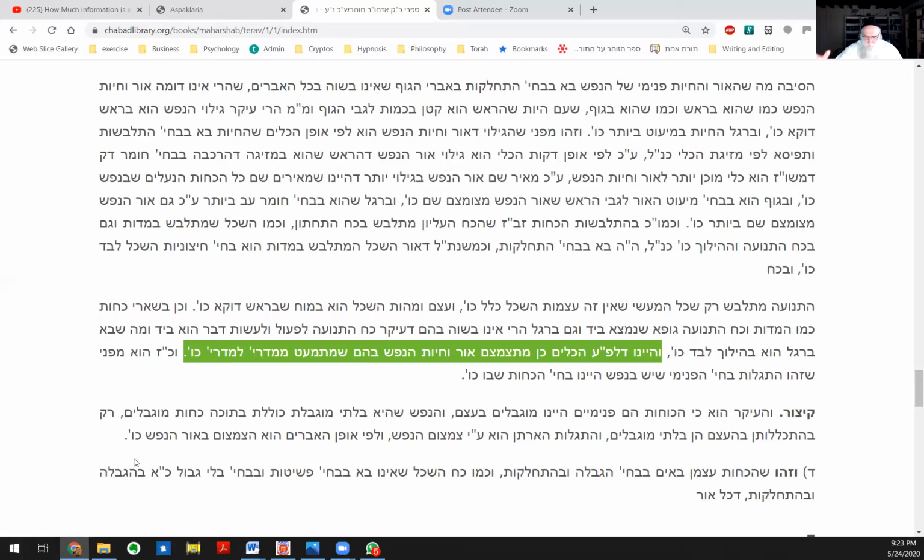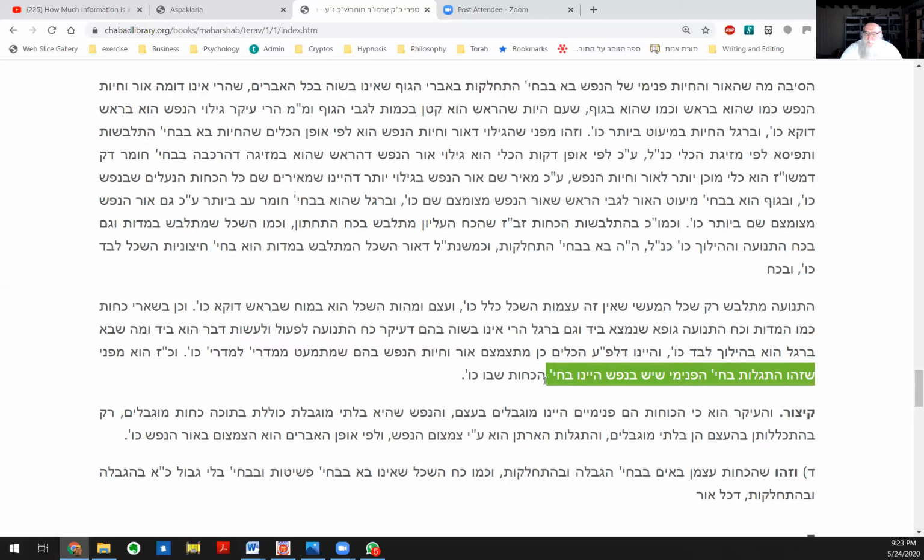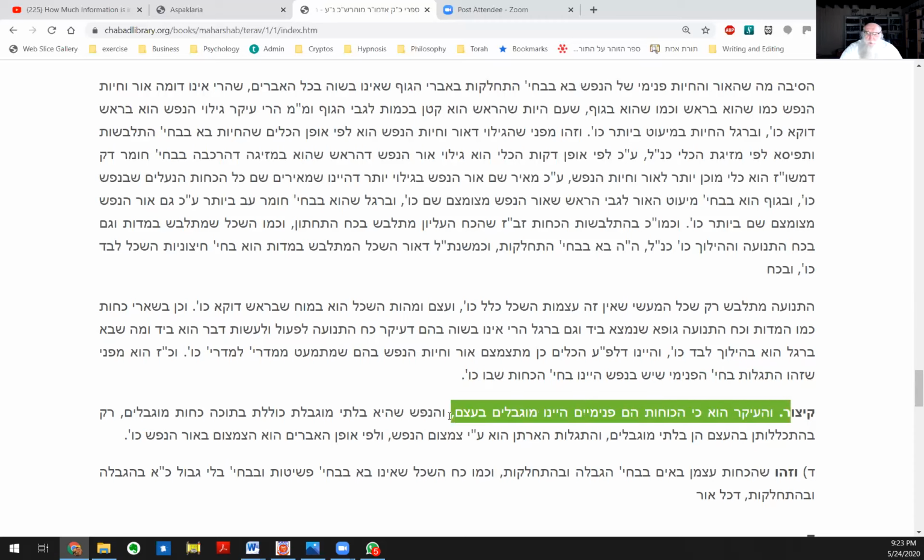Okay, and the further it comes down, the more the or is mismait, and therefore the less it's able to be poil its inyan. Okay. And that's because the or that's malubash in a kli is the or pnimi. Okay, the kitzer is va'ikohu ki hakochas and pnimi and hanu mugbalim be'etzem.